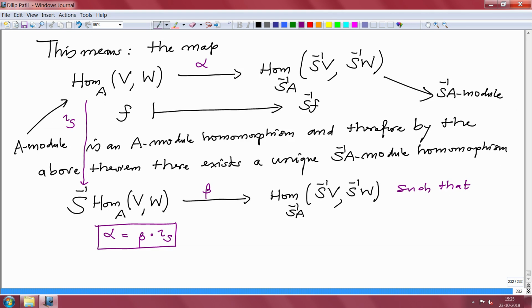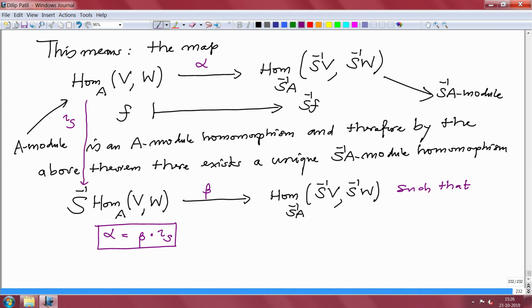Alright, so this map, there are interesting cases where this map is bijective, but it is not always bijective. But there are some cases where this map is bijective, and some of these I will write as problems in the assignment sheets.